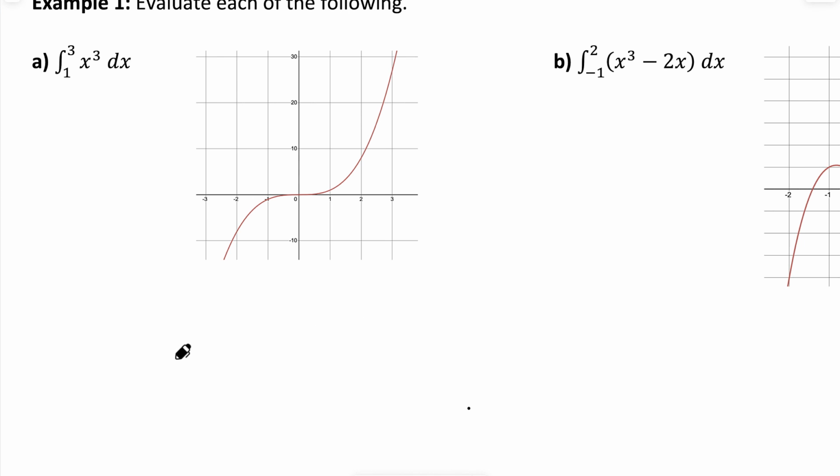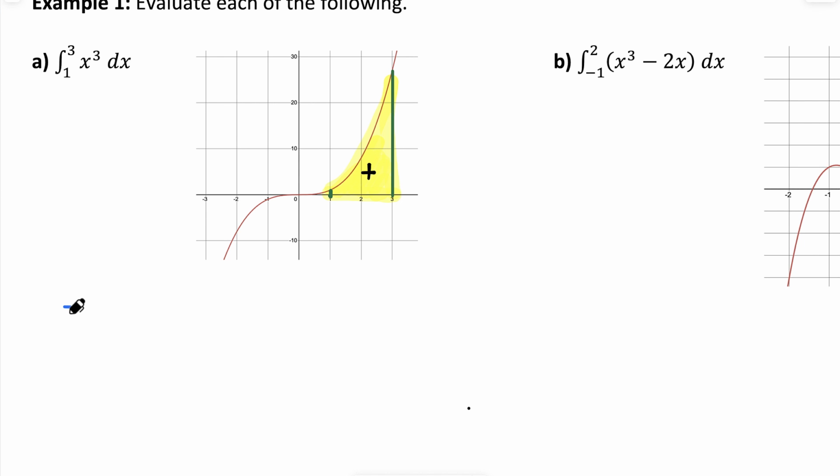So part A says to find the definite integral between 1 and 3 of x cubed dx. So I'll mark off my limits of integration at 1 and 3. And we can interpret the answer to this definite integral as the area between this function and the x-axis on that interval. So I'll shade in that area. And because this entire area is above the x-axis, I know I'm going to be getting a positive answer for this definite integral. And now let me show you the notation for how we evaluate this definite integral.